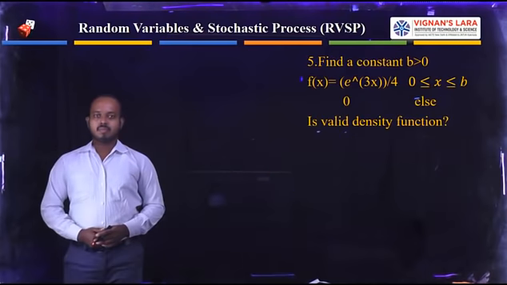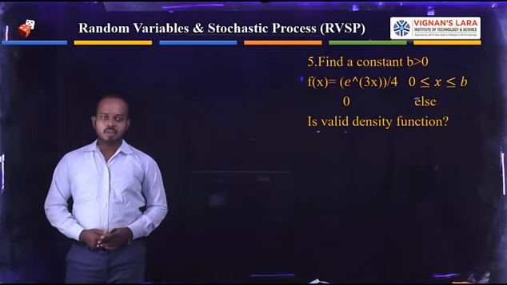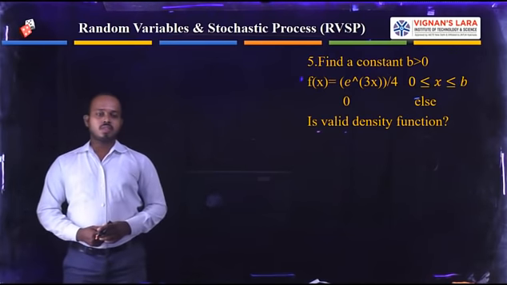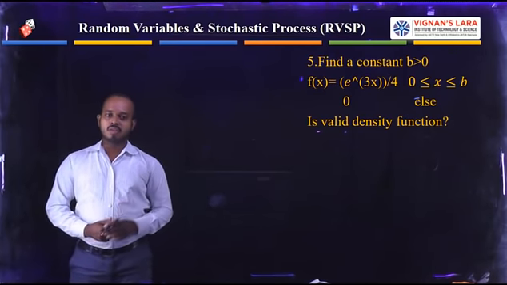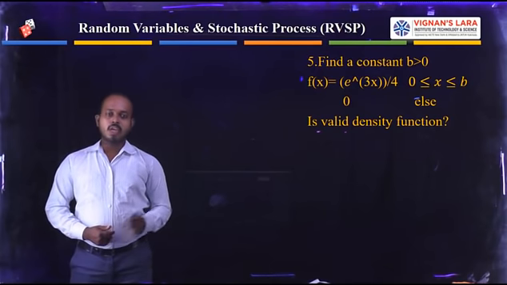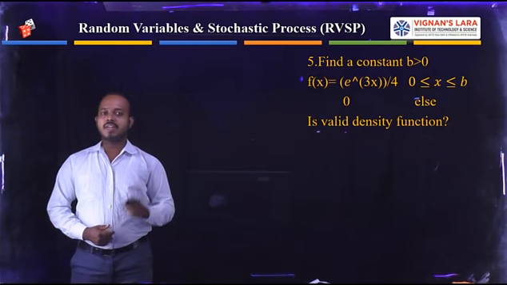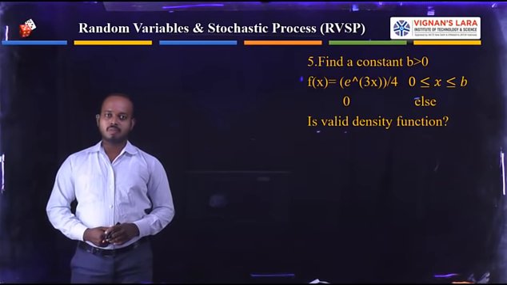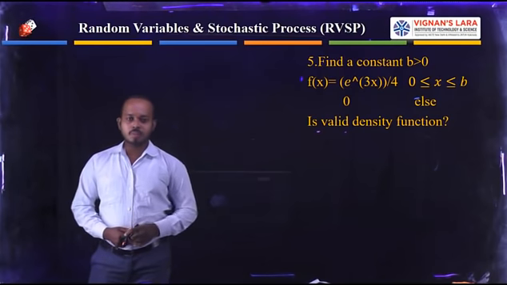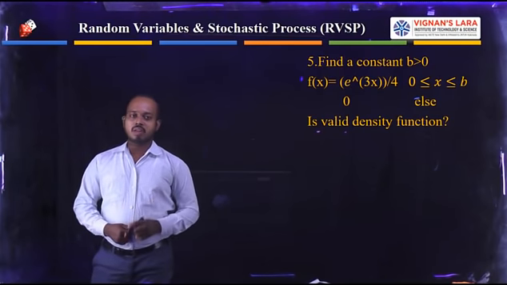Coming to the next problem. This problem asks us to find the constant b, where b is greater than 0, for the density function f(x) equal to e power 3x divided by 4. The limits are 0 to b. Except for these limits, the value is 0.